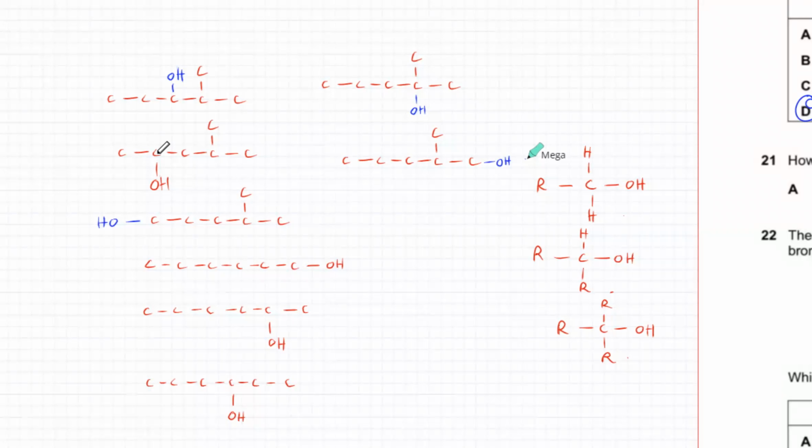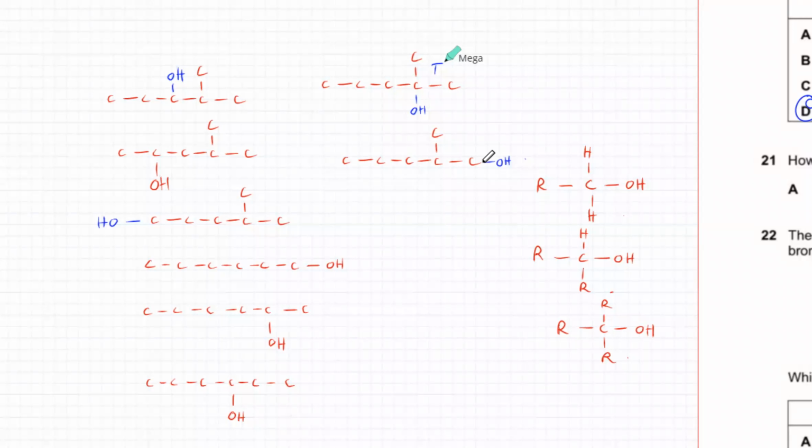This one is a primary as well. This one over here is a secondary because on two sides there's a carbon chain. This one is secondary as well, on two sides there's a carbon chain. This one is tertiary because on all three sides there is a carbon chain. Is that clear? Yes. And the one below it as well, that's a primary because on this carbon atom only on one side is there a carbon chain. Is that clear?